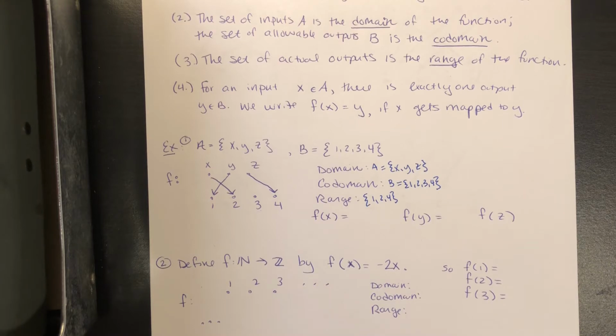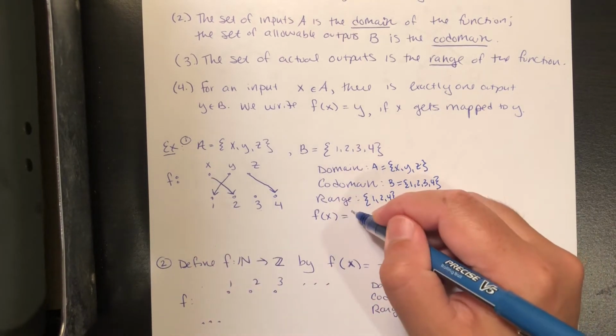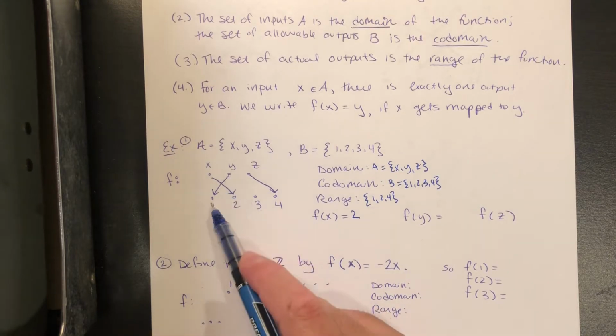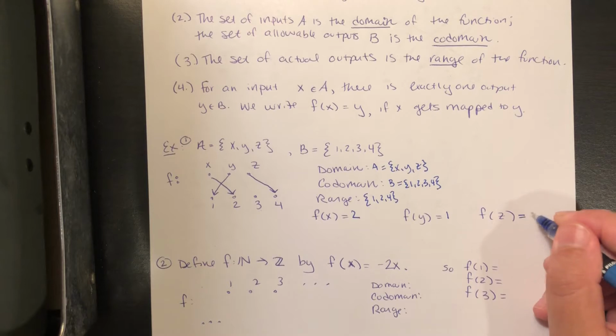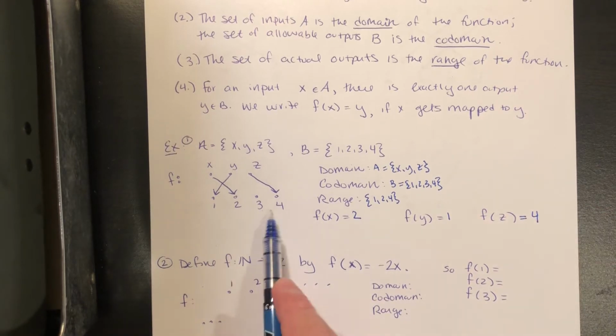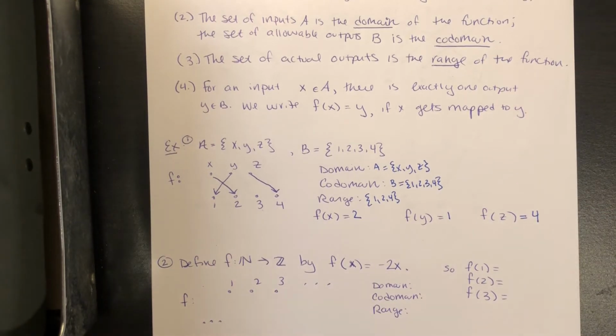We would also say, using this notation, that f of x is equal to 2, because x gets mapped to 2. F of y is equal to 1, because y got mapped to 1, and f of z is equal to 4. Right? So this diagram tells us everything we need to know about this function.